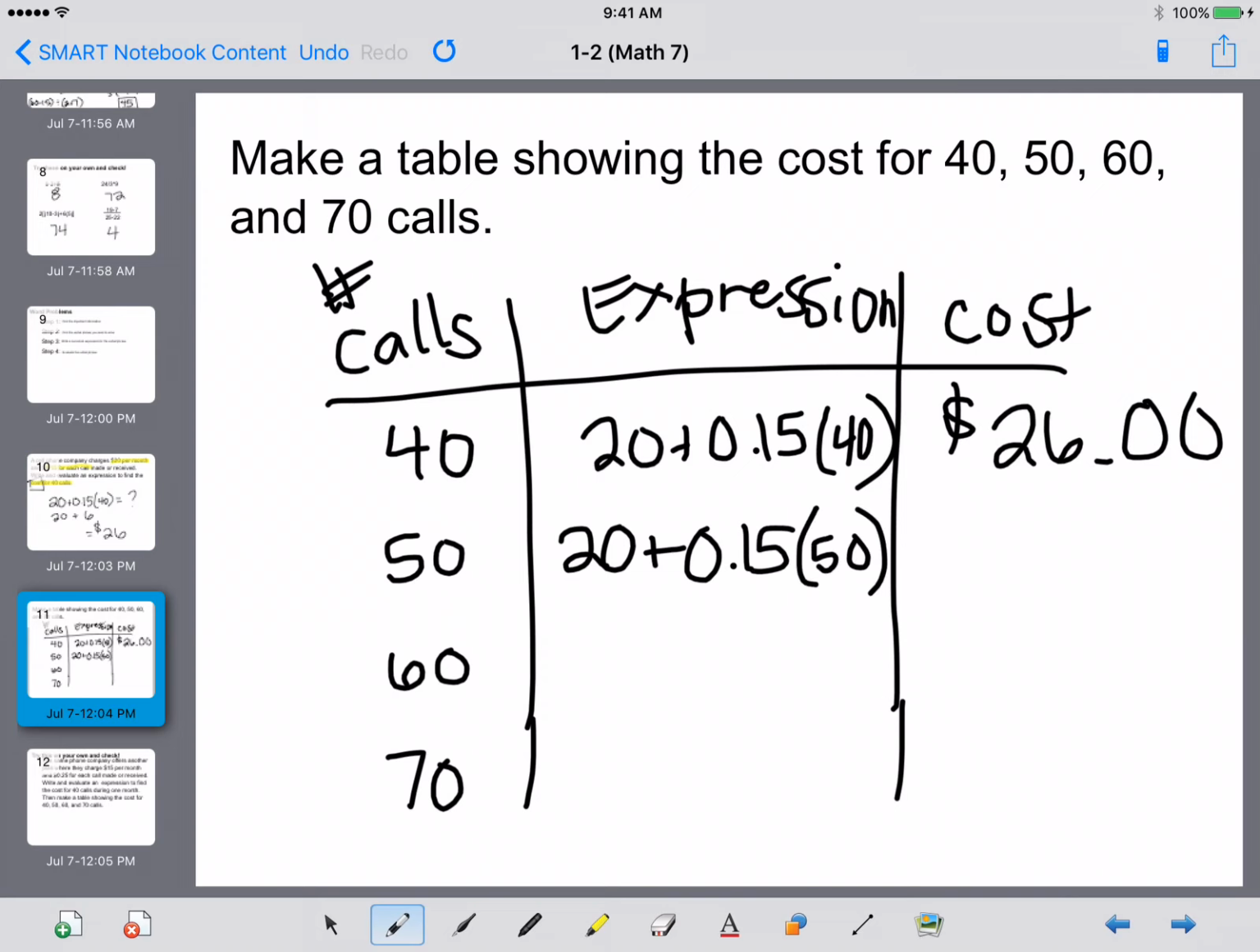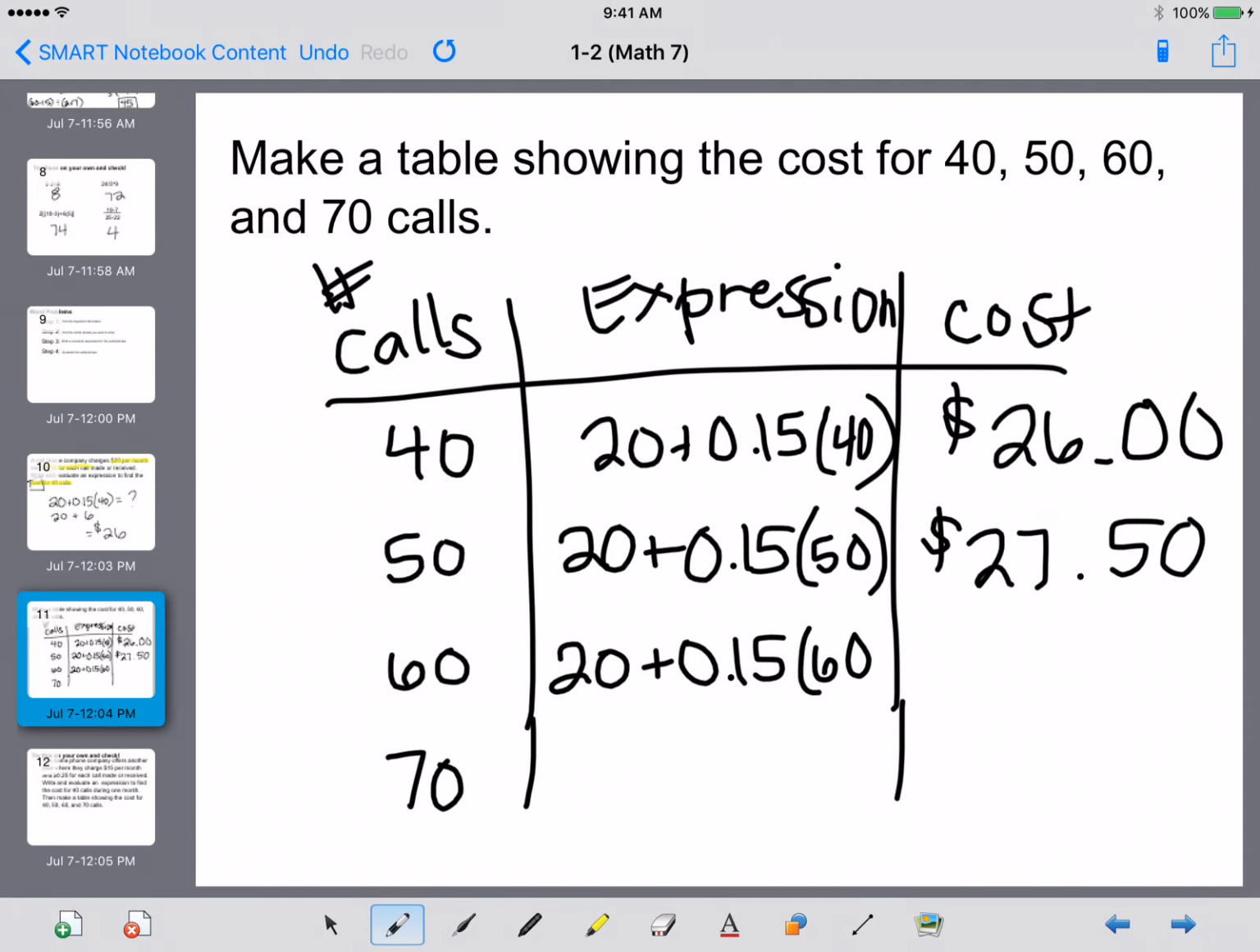I'm going to multiply our cents first, so 0.15 times 50, and that'll get us 7.50. Plus 20 will get us 27.50. I'm just going to look over here and go, I just went up by $1.50. So let's see if that's what happens again, to see if we found a pattern. So 20 plus 0.15, now I replace in 50 with 60. And we end up getting 0.15 times 60 gets us 9. Plus our 20 will get us $29.